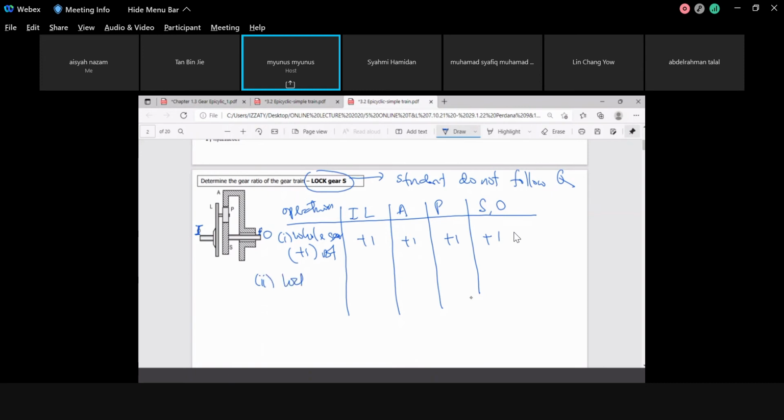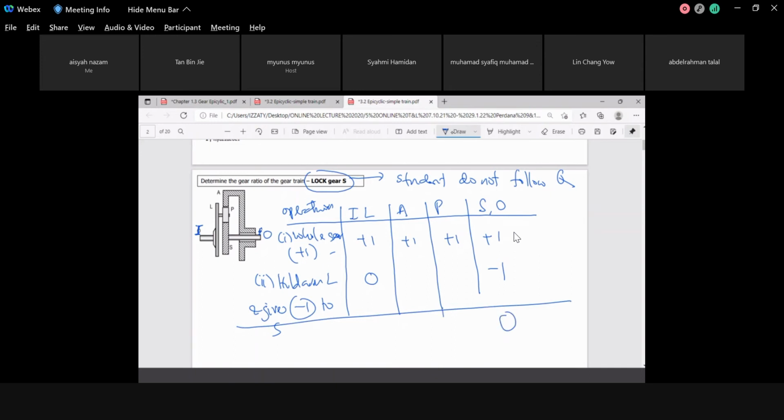Number two, lock. Oops, it's not lock. Astagfirullah. Whole arm is L. Hold this one, not moving, not rotating. And give negative one to S. Why? Because you need this one to become zero.